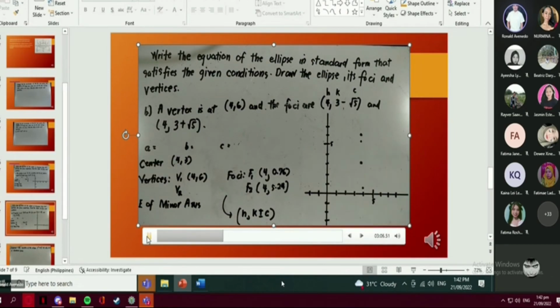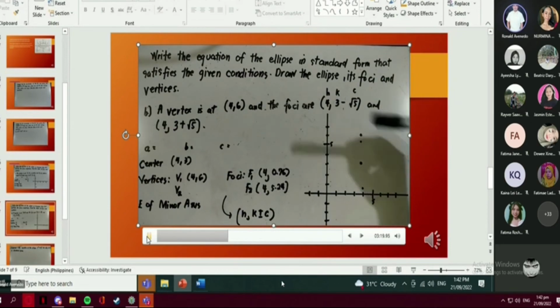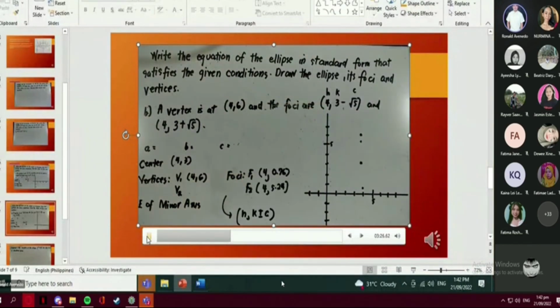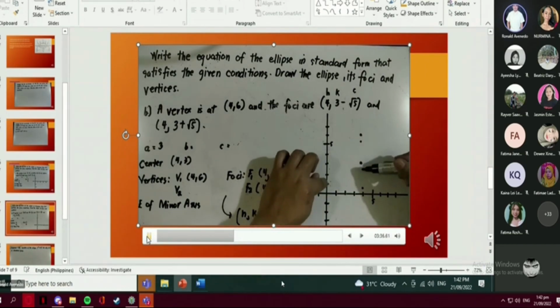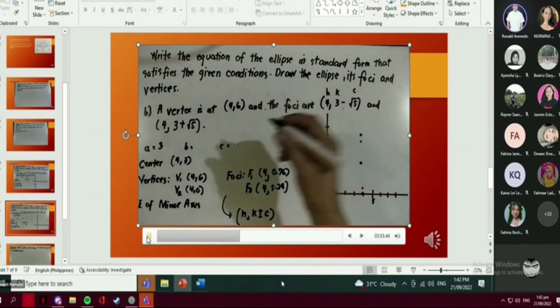Since the distance from the vertex to the center is A, let's count. 1, 2, 3. So A is 3. And the other vertex is from the center, count 3 downward. So 1, 2, 3. It lands on 0. So the coordinate of this is 4, 0. We also have the value of C, which is square root of 5.